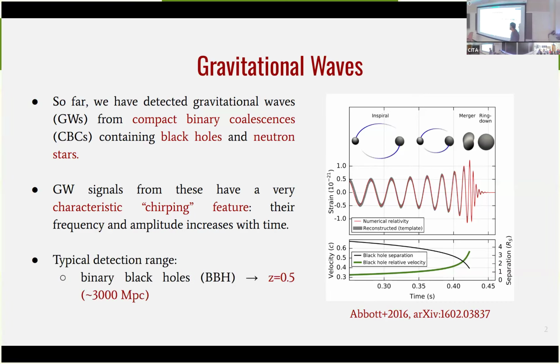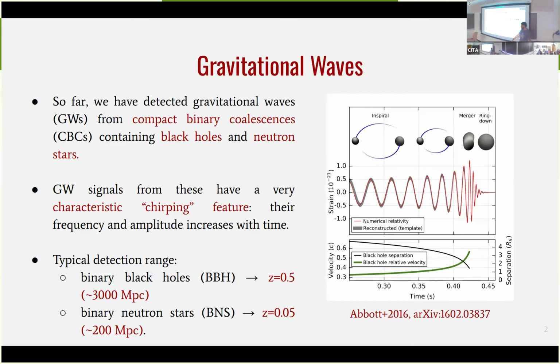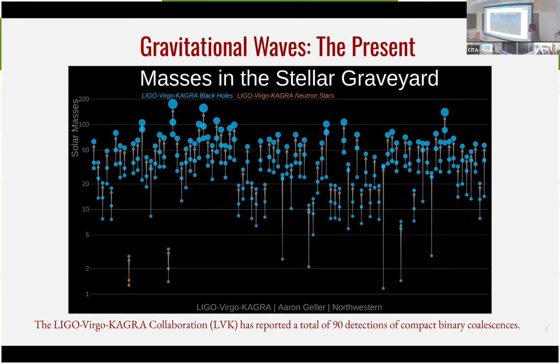Typically, with the current LIGO, Virgo, KAGRA network of detectors, we can detect binary black holes, a compact binary with 2 black holes in it, up to a redshift of roughly 0.5, even more depending on the mass of the black holes, which is about 3000 megaparsec of luminosity distance. And binary neutron stars, because they're less massive, we can detect only up to a redshift of 0.05, which is pretty nearby, up to 200 megaparsec. Right, so that's a very quick overview.